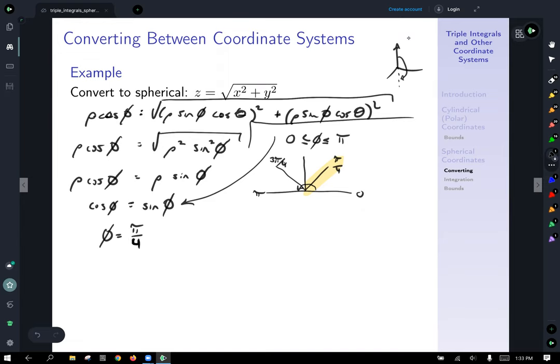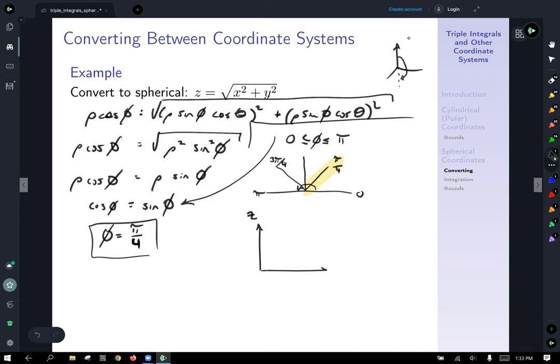You can also think about this on the unit circle from between 0 and pi: where are sine and cosine equal? Only at pi over 4. Everywhere else, they're different. And so if we manage to take this entire z is equal to square root of x squared plus y squared and turn it into one thing, just phi is equal to pi over 4, what does that leave us with? Well, let's try and sketch this thing.